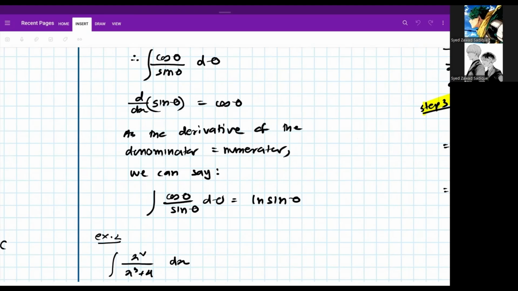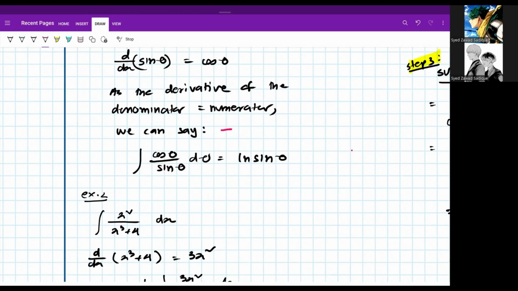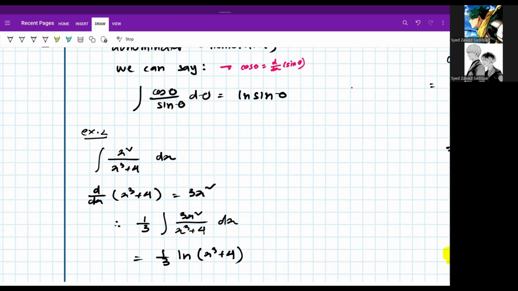is ln sine theta. What this basically means is that the derivative of the denominator, so the derivative of sine x is cos x, is equal to the numerator, which is the cos x.